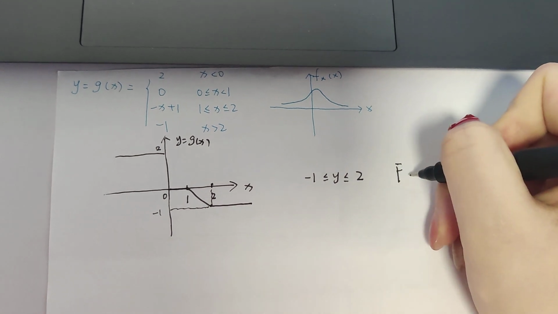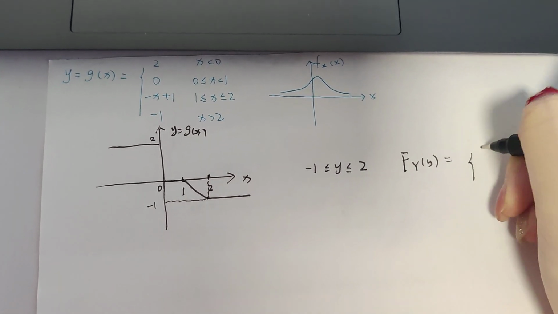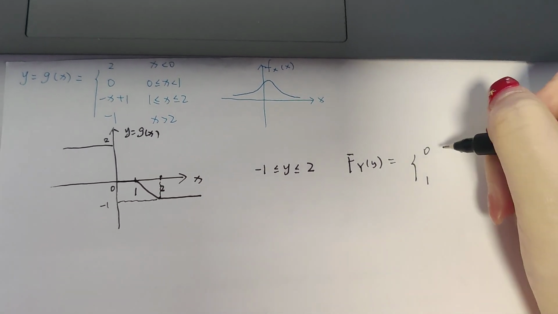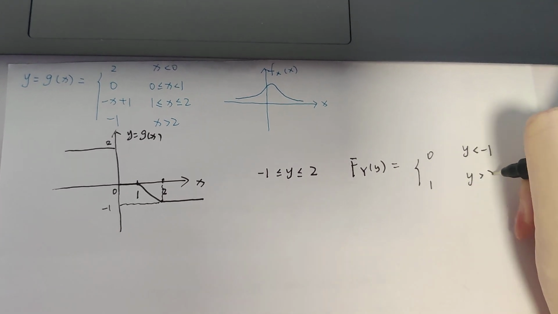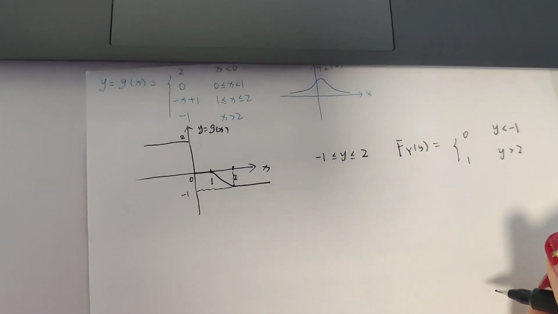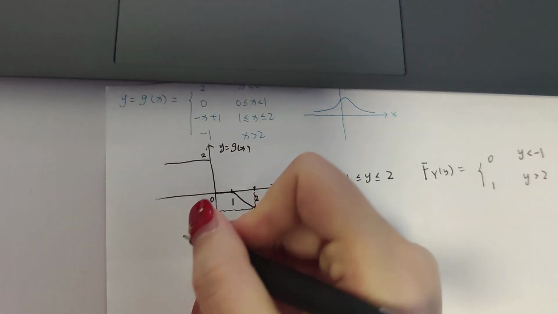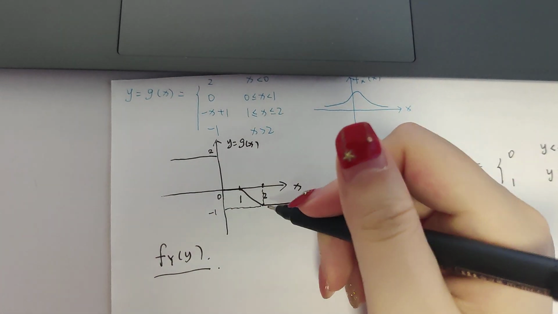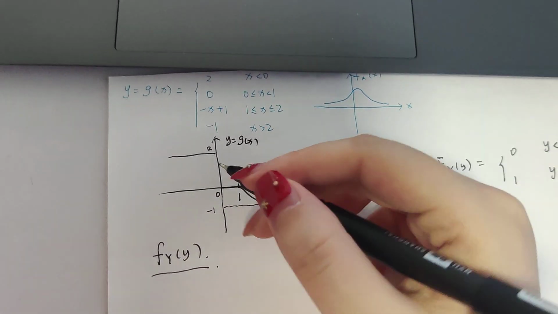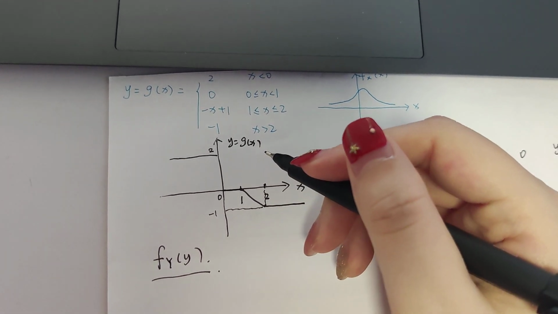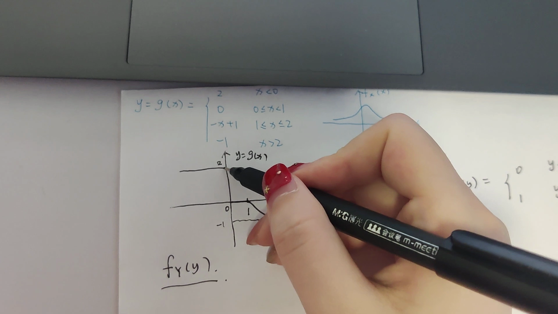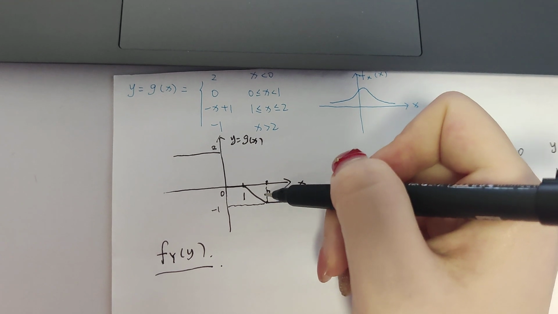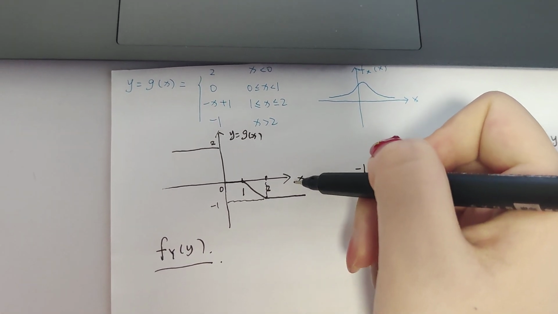So we can know that the distribution function is 0 when y is less than minus 1, and 1 when y is more than 2. And first we can find the density function of y from this picture, and we can separate this into 4 parts: when y equals 2, when y equals 0, when y is from minus 1 to 0, and when y equals minus 1.